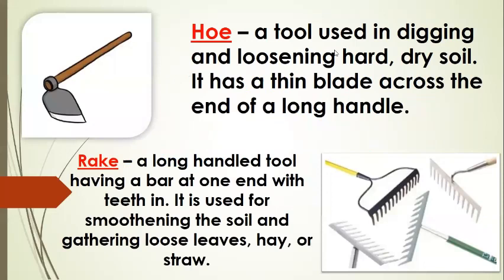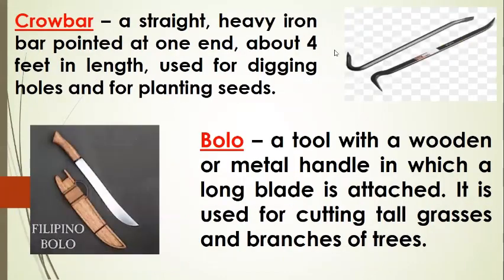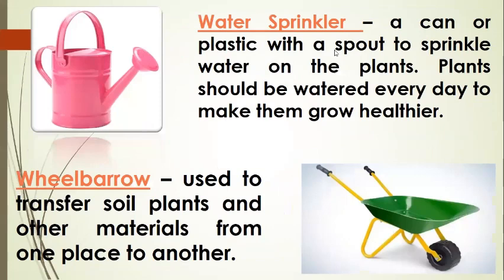Now let's have the tools and equipment in propagating trees and fruit-bearing trees. I'm going to show you pictures and the names, so just learn their definitions. This is a hoe. Then rake. Then we have trowel, the axe, the crowbar, and the bolo. You have the shovel. You have the fork, resembling a table fork but much bigger in size. You have the water sprinkler and the wheelbarrow.